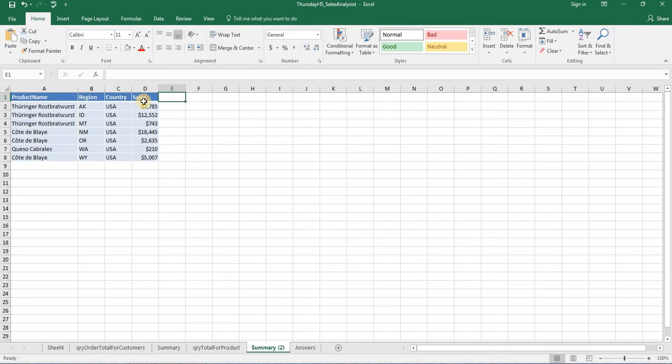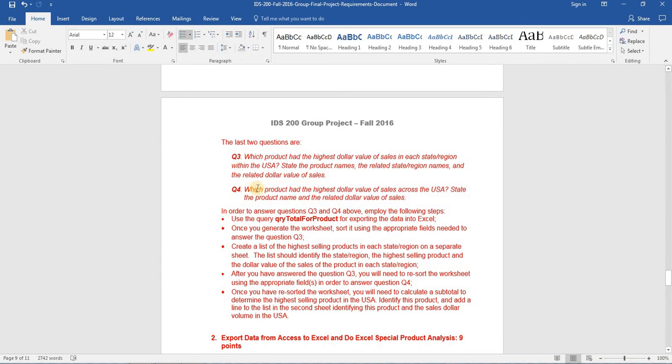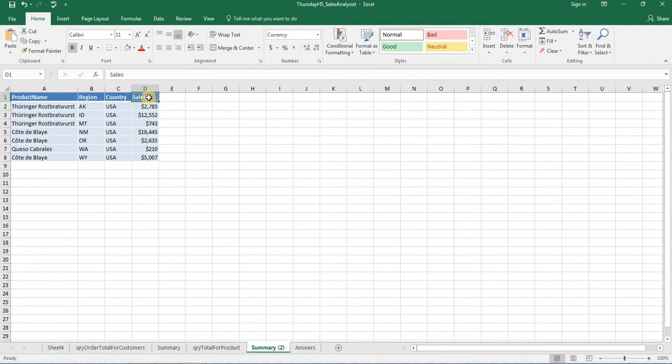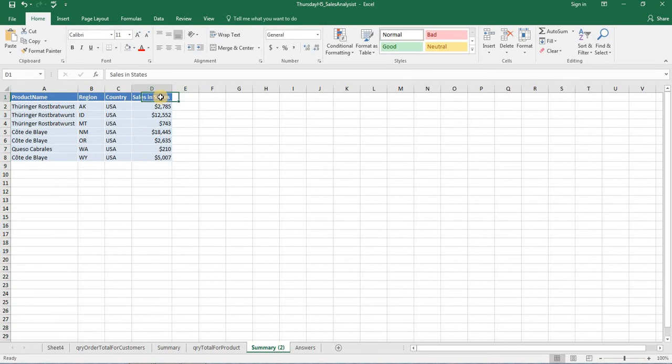So that is going to relate to question 3. So let's see what question 4 wants from us. Which product had the highest dollar value of sales across the US? Okay, sales in each state. So I'm going to label this correctly. So sales in states. I'm going to double click that, then I'm going to drag this over.